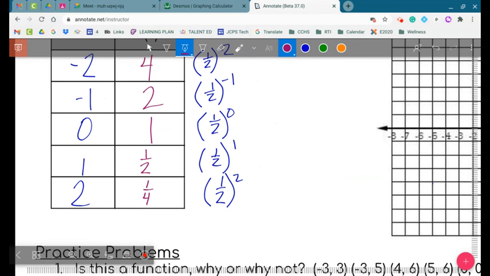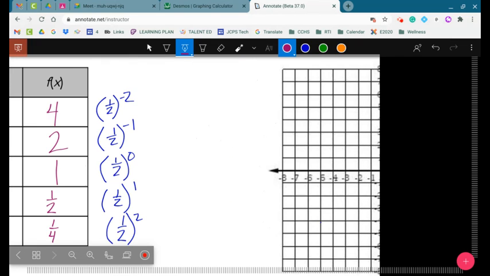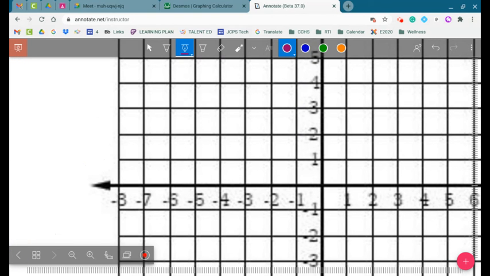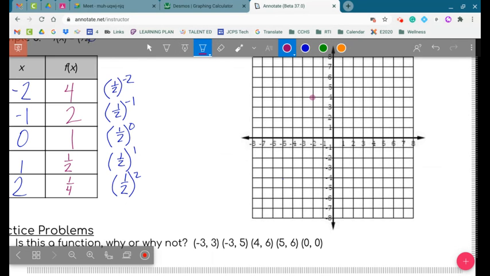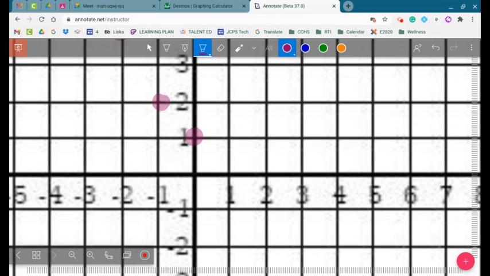So you're going to graph these. And if you guys want to put decimals instead of fractions, I am more than okay with that on your ordered pairs. So we have negative 2, 4. Negative 1, 2. 0, 1. And then 1, 1/2 is going to be in between. And then 2, 1/4 is going to be a little bit lower.